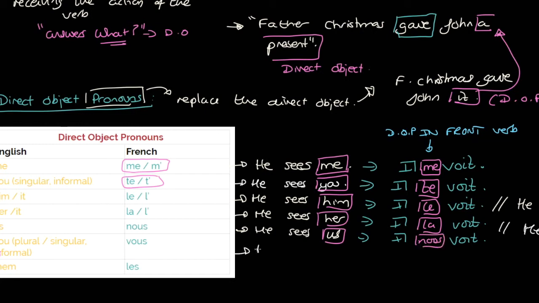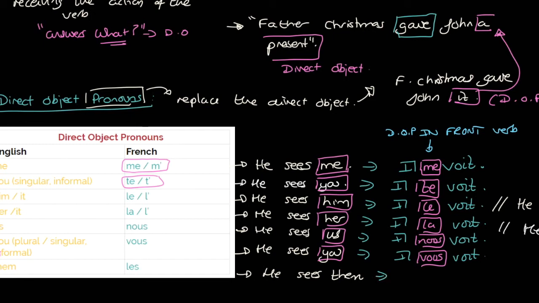He sees you. So either you formal, or you as in terms of a group of you, you lot. He sees you. Il vous voit. He sees you. And the last one then, he sees them. So it could be a group of people, it could be a group of dogs, a group of cats, anything. He sees them is il les voit. Il les voit. He sees them.